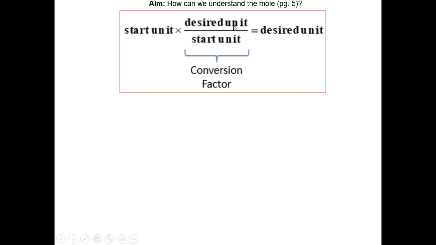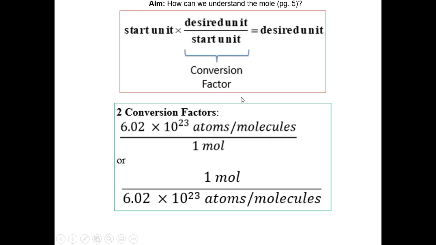Now we're going to review unit conversion using the mole. So this was the unit conversion equation: start unit times desired over start gives us desired. Desired over start is our conversion factor. There are two conversion factors regarding the mole. Here are the two conversion factors. So you can use either one depending on what you're converting.